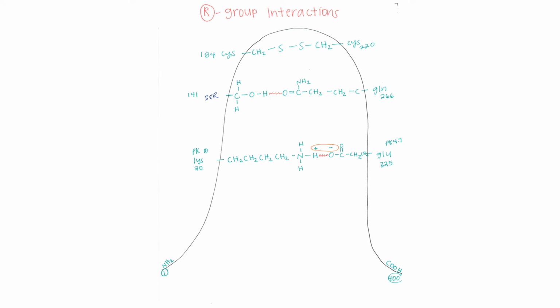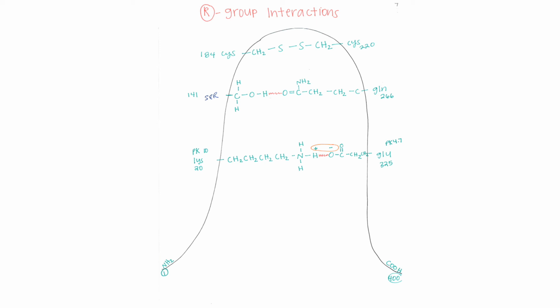Now we look at serine 141 and glutamine 266. These things are brought close enough together so that they can form a hydrogen bond. So that's another type of interaction between an R group. They form a hydrogen bond because you have the double bond O, which is partially negative, and you have the hydrogen coming off of that oxygen, which is partially positive, like we've seen before, and so you get a hydrogen bond between those.